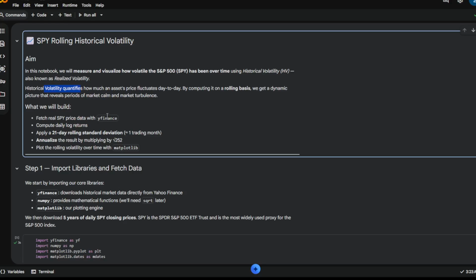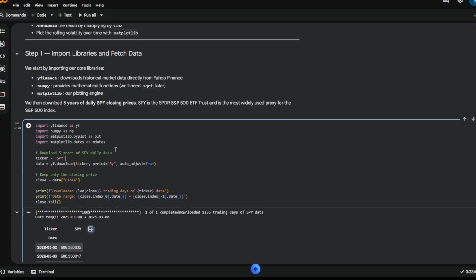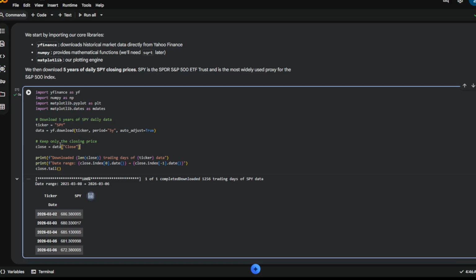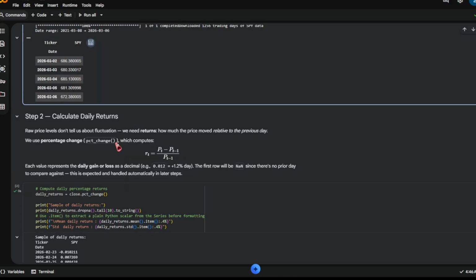What we will do is fetch the prices using yfinance. We will compute the daily log returns, then apply the 21-day or 1 month rolling standard deviation, then annualize it by multiplying it with the square root of 252, so 1 trading year, and then plot it with matplotlib. So here we will import the data, pretty straightforward. We will take the close, and the ticker here is SPY, or the S&P 500.